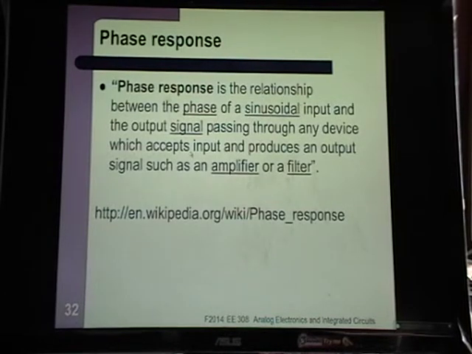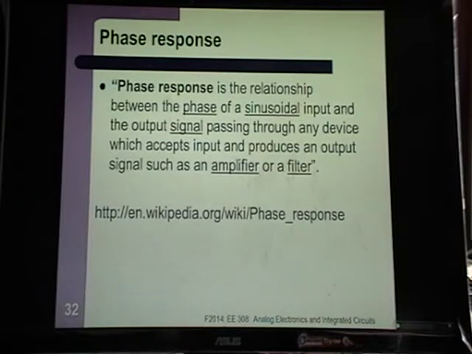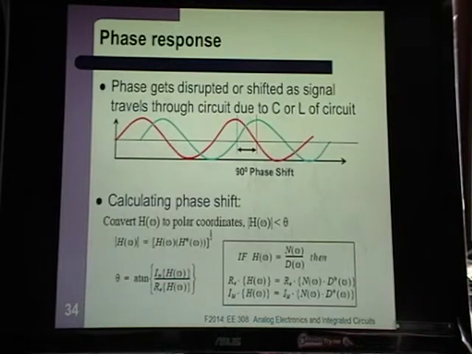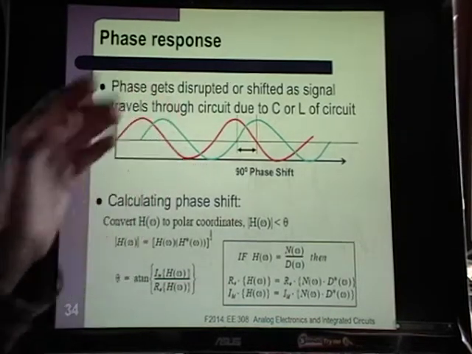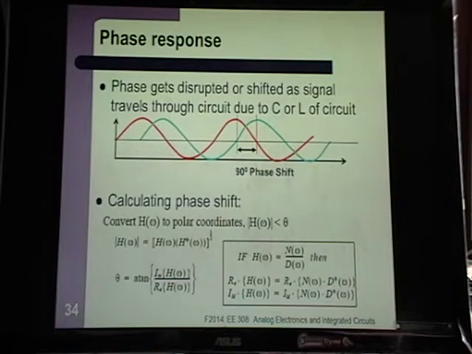And I'm totally happy to set up another session and meet and talk about this if there's a group of people that are interested. Okay, and phase response, phase response is just how much the output signal is shifted from the input signal.